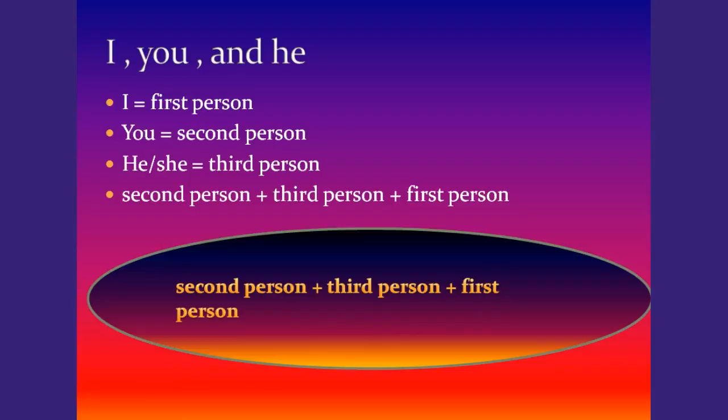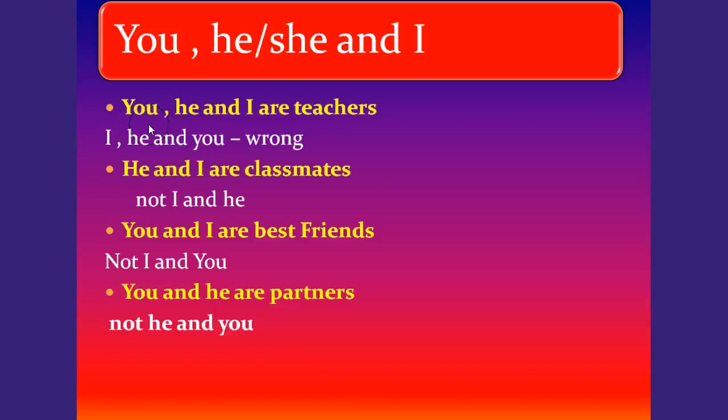Let's see. The sequence: second person first, then third person, and first person should be placed at last. So "you, he and I are teachers," not "I, he and you." Look at these sentences. "He and I are classmates," not "I and he." Here the second person "you" is not present, so you will place the third person first and the first person last. "He and I are classmates," not "I and he."